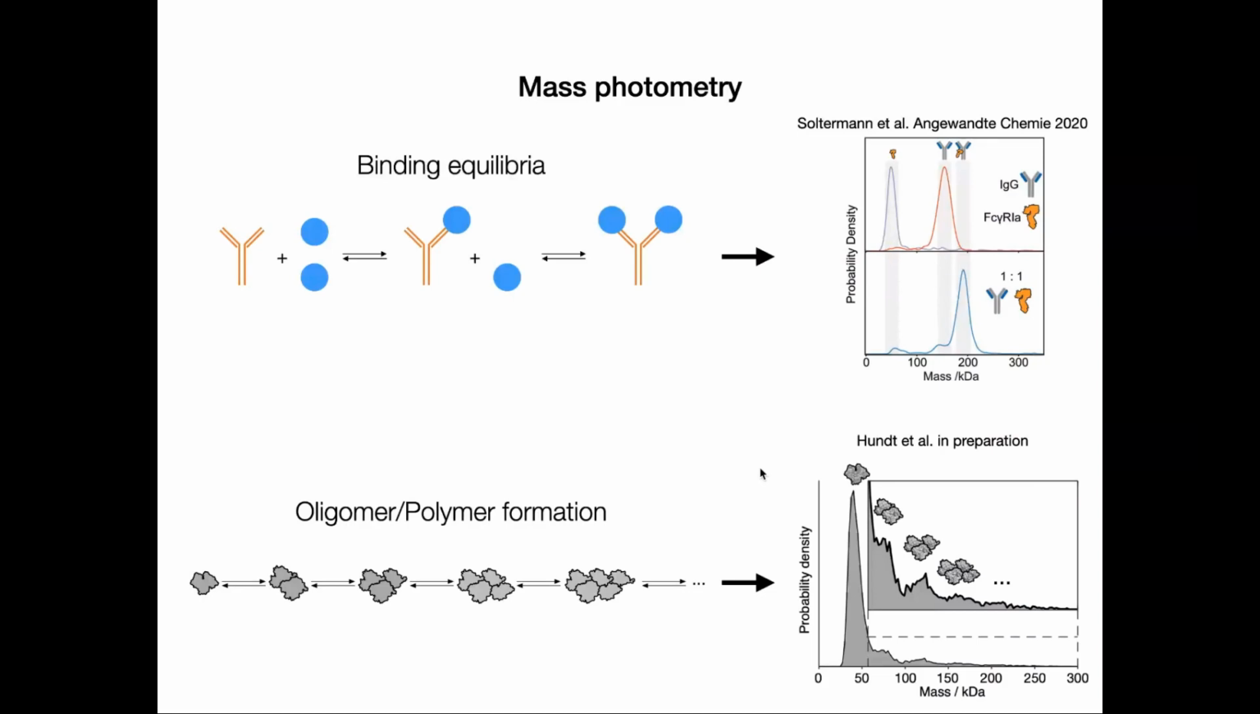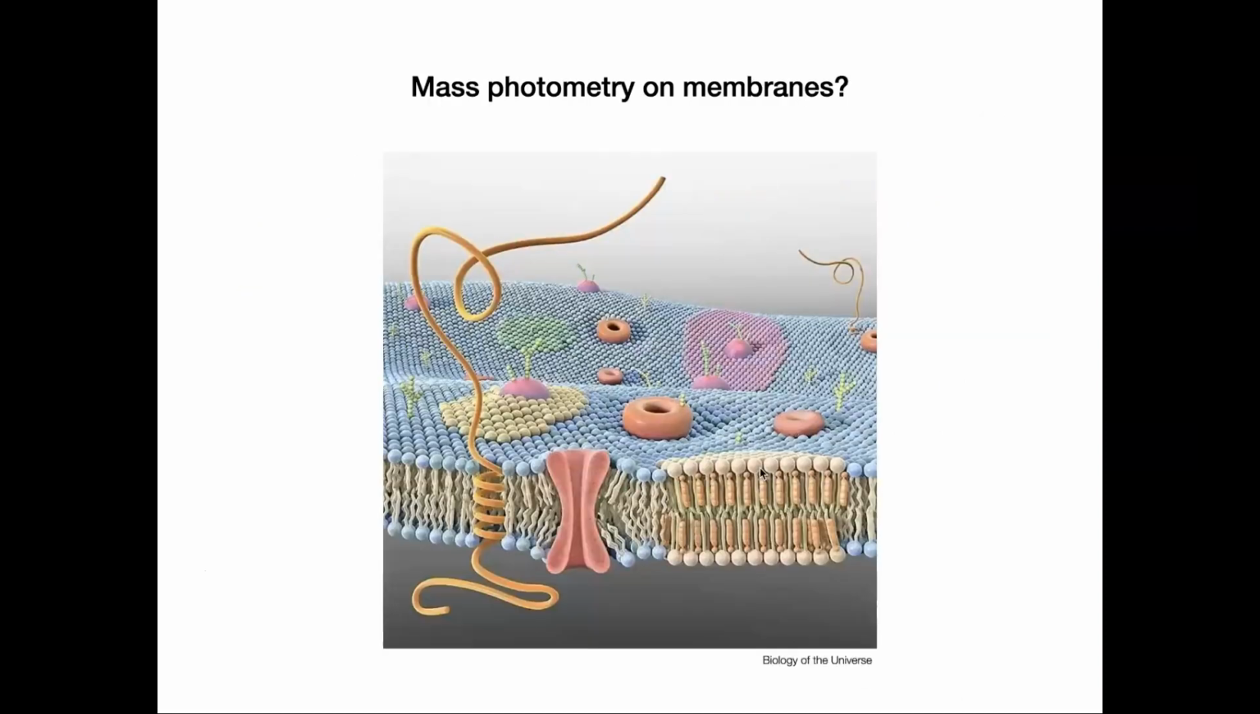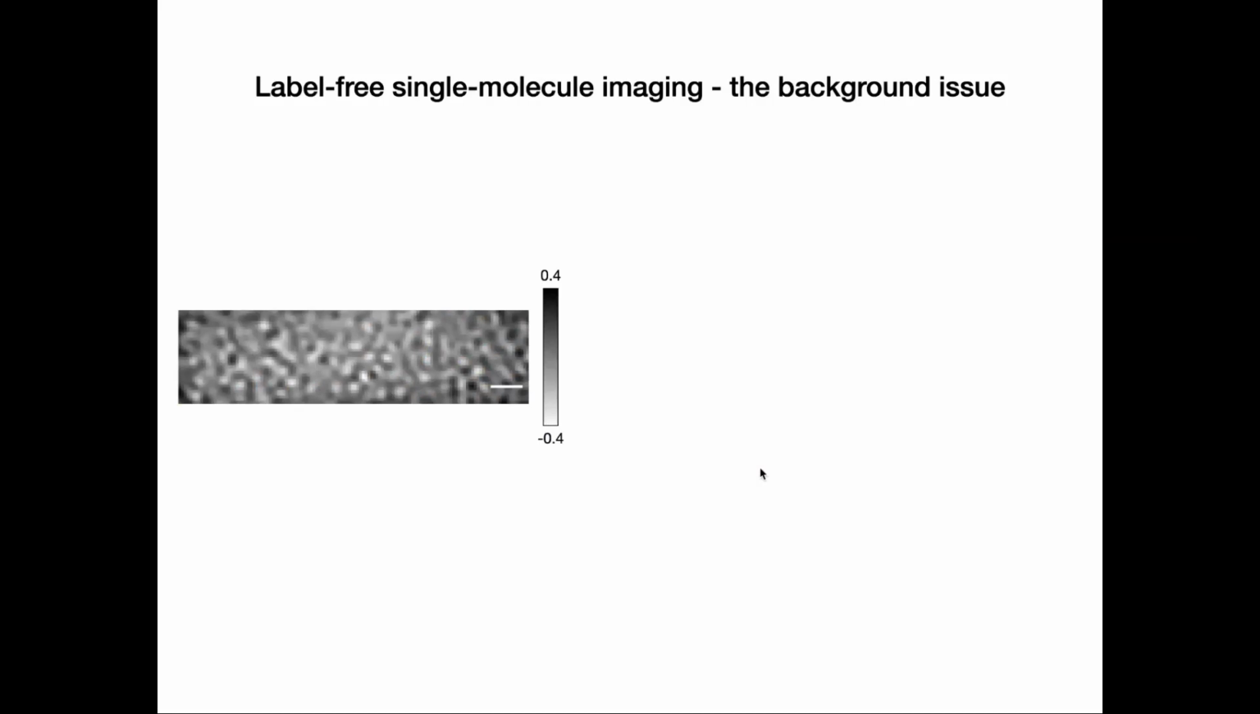Next, after we developed this, we thought, what can we do with proteins that are associated with cellular membranes? Because a lot of the interactions in cells actually take place at the interface between the cytosol and the plasma membrane, or on the plasma membrane itself. Now, in order to do that, we need to first consider a general problem when we do label-free single molecule imaging based on light scattering.